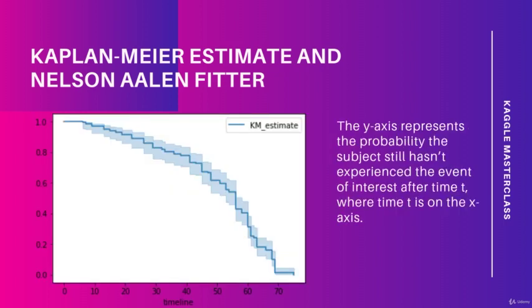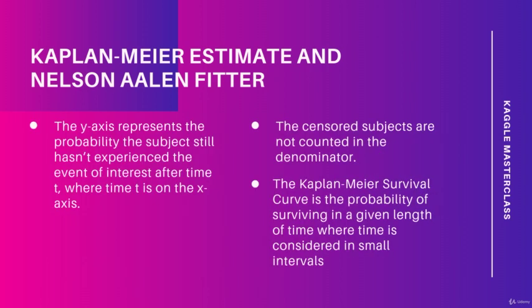For the survival curve for the Kaplan-Meier estimate, the y-axis represents the probability of the subjects that still haven't experienced the event of interest after time t, where time t is on the x-axis. To see how uncertain we are about the point estimates, we use the confidence intervals. The median time is the time where, on average, half of the population has experienced the event of interest.